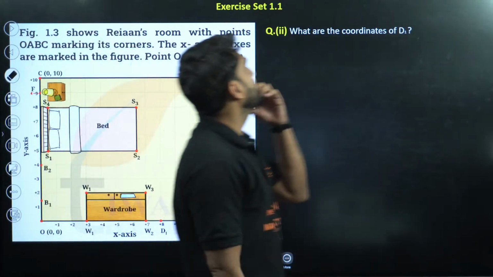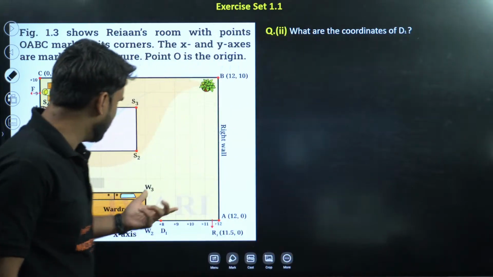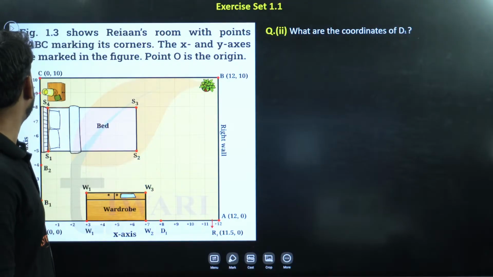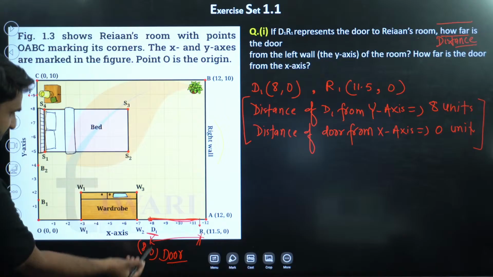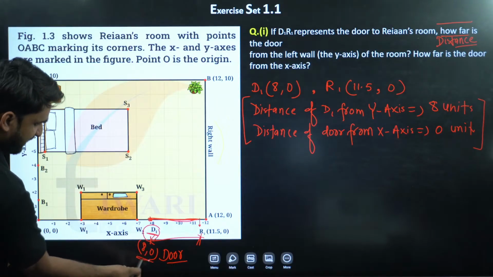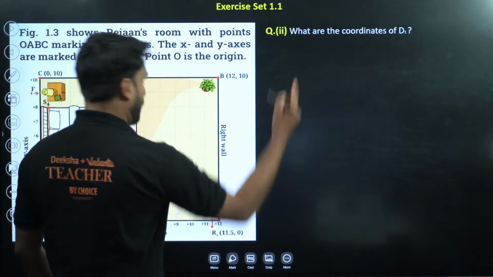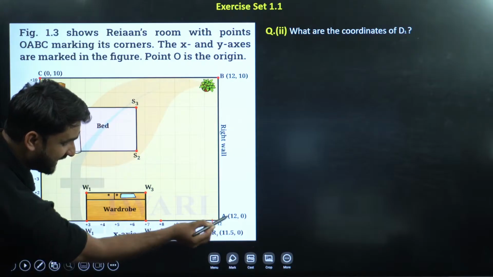Okay, moving to next. What are the coordinates of D1? We have already solved the coordinate of D1 while finding the distance, and the coordinate of D1 is (8, 0). If I move to the next question, the coordinate of D1, this is D1 here, and D1 is on the x-axis.